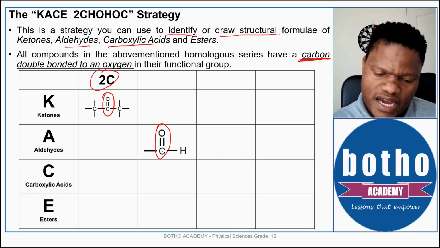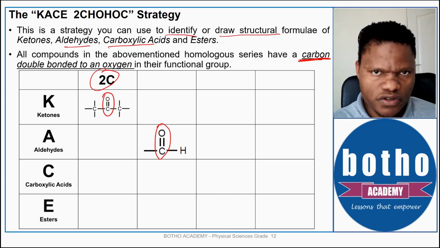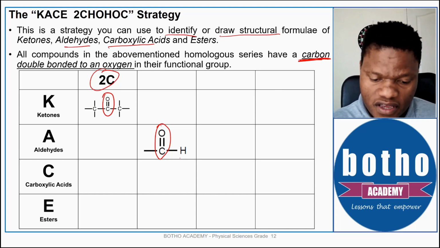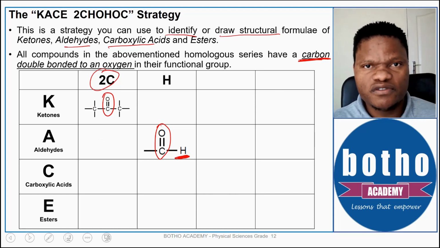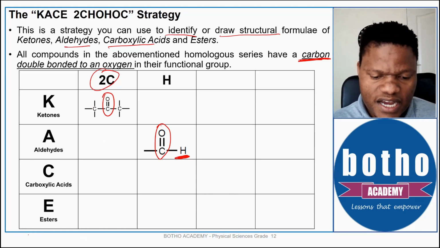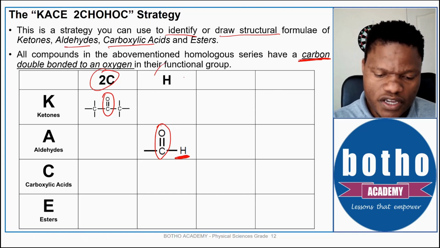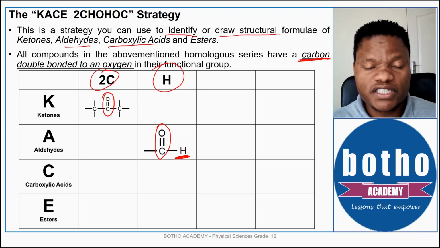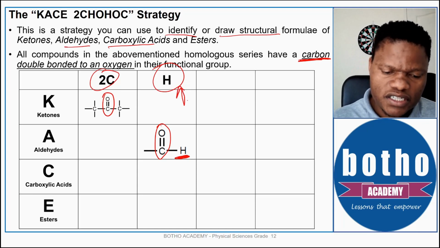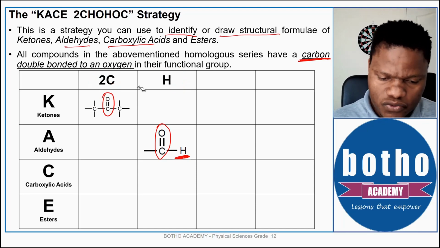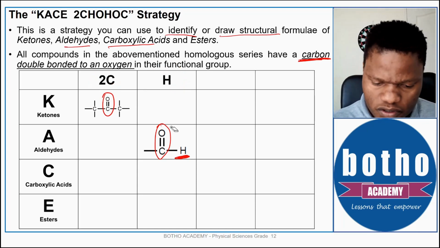Whereas in the aldehydes, there is the carbon double bonded to an oxygen, but what does it have? It has a hydrogen. Therefore, what differentiates that aldehyde is the fact that the carbon double bonded to an oxygen is also bonded to a hydrogen. Hence, we put that hydrogen here. All right. So all of these will add up to the CH2, CHOHOC that we spoke about earlier.